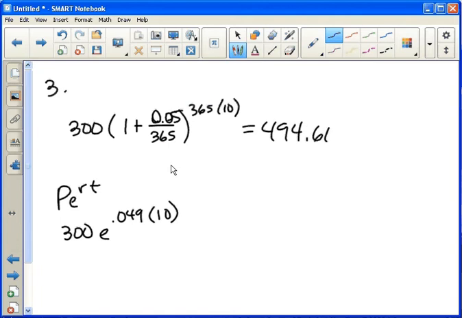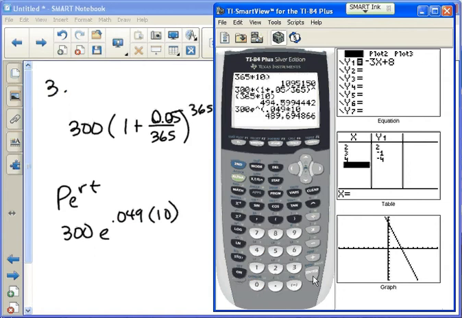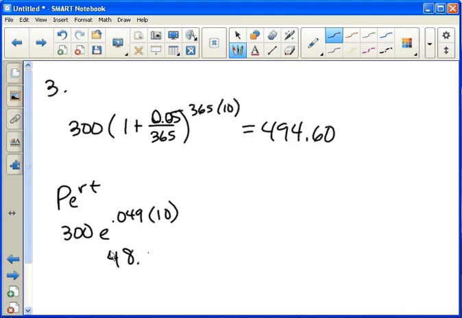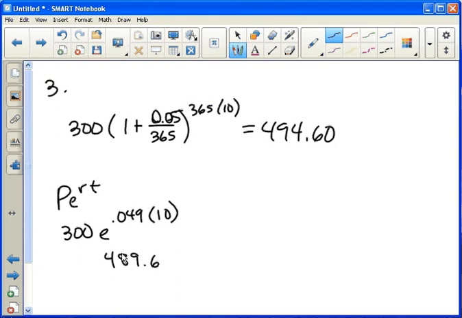So let's compare that with account B, where she's compounding continuously with a slightly smaller interest rate. Sorry, I had too many zeros. Second e to the 0.049 times 10. And we get $489.69. So that lower interest rate makes the difference, even though it's compounded continuously. So that is lower, and account A is the better choice.